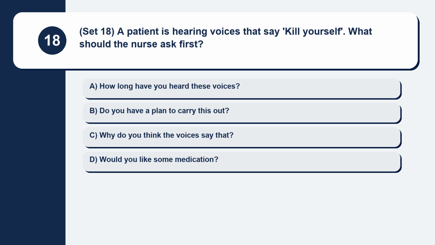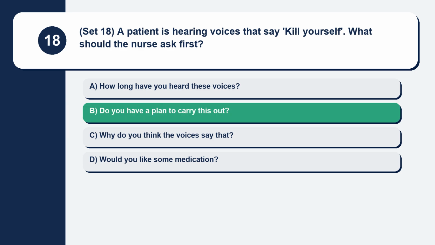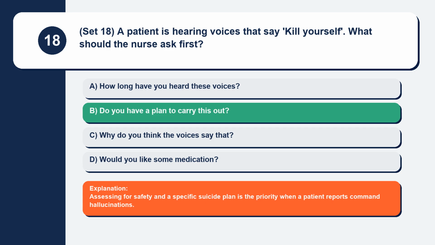Question 18. Set 18. A patient is hearing voices that say, kill yourself. What should the nurse ask first? How long have you heard these voices? Do you have a plan to carry this out? Why do you think the voices say that? Would you like some medication? Assessing for safety and a specific suicide plan is the priority when a patient reports command hallucinations.